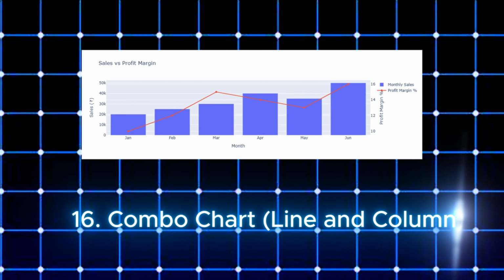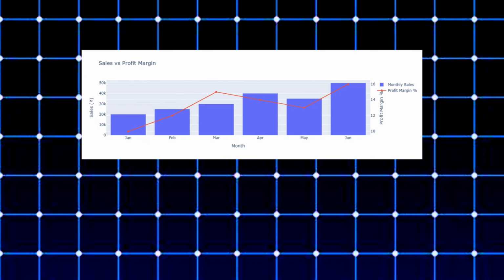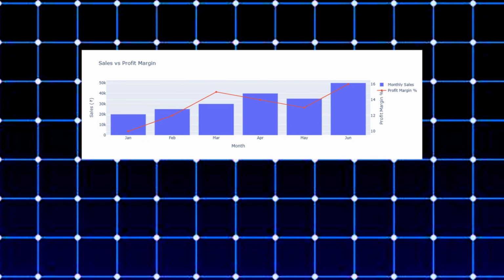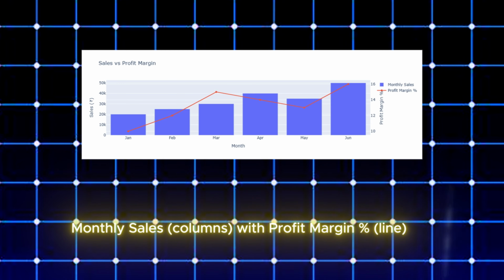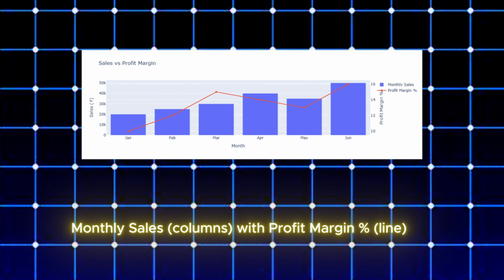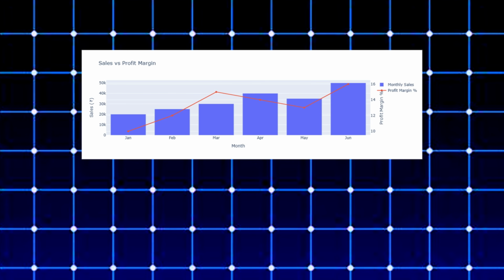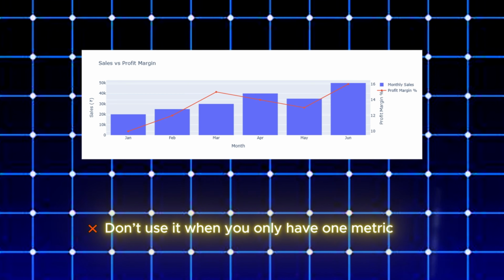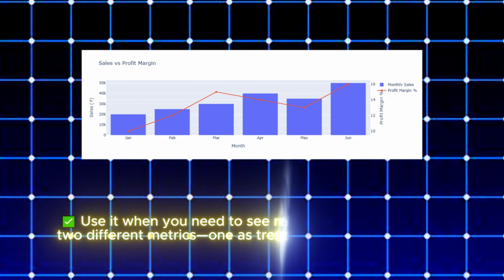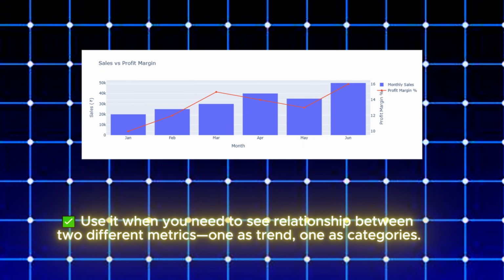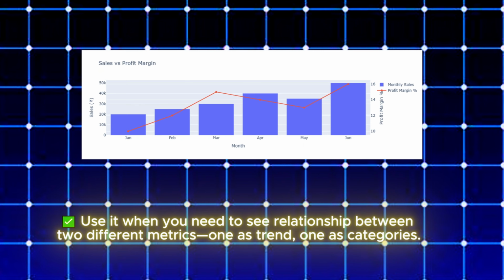Combo charts combine a column chart and a line chart in one view. Example, a retail store wants to compare monthly sales columns with profit margin percent line. This way you see both revenue and profitability together. Don't use it when you only have one metric. Use it when you need to see relationship between two different metrics, one as trend and one as categories.